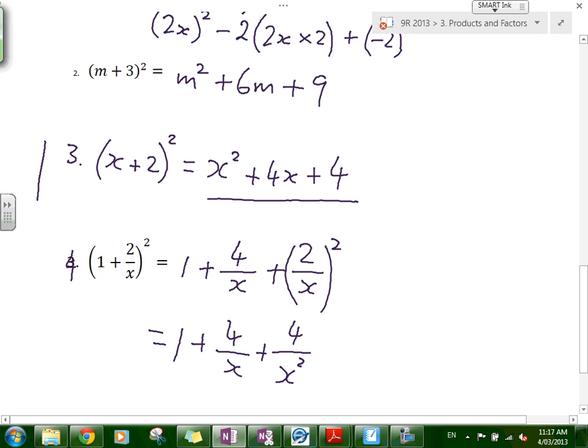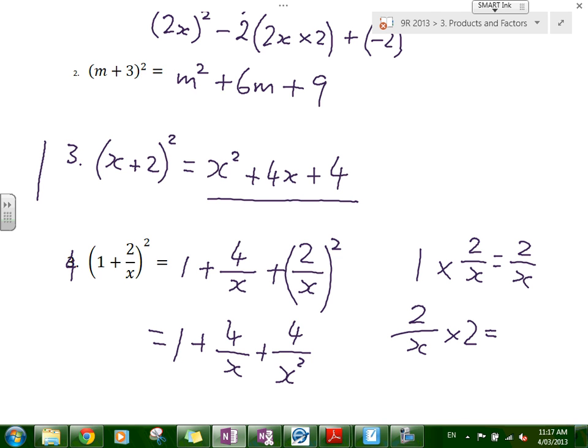Can I just say that? 1 times 2 over x is equal to 2 over x. If I multiply 2 over x times 2, you're not multiplying it by 2 on top and bottom. Remember, when you multiply a fraction with an integer, you actually just multiply the numerator with that integer. So this becomes 4 over x. So we end up with 1 plus 4 over x plus 4 over x squared.